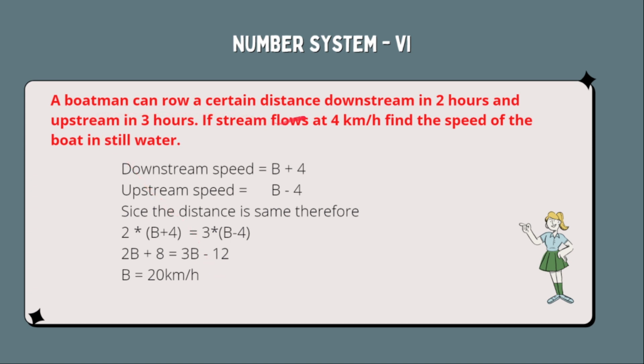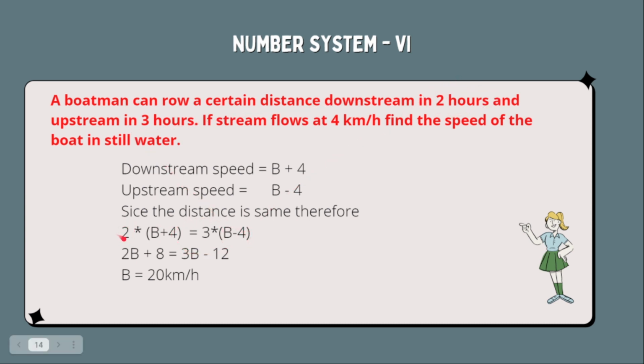A boatman can row a certain distance downstream in 2 hours and upstream in 3 hours. If the stream flows at 4 km per hour, then find the speed of the boat in still water. What is given? Stream flows at 4 km per hour. So downstream speed is B plus 4 and upstream speed is B minus 4. Since the distance is same, therefore D1 equal to D2, or D1 is 2 into B plus 4 equal to 3 into B minus 4, because 2 is 2 hours and 3 is 3 hours here.